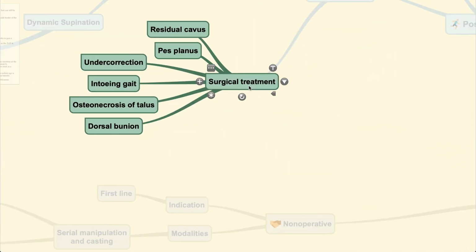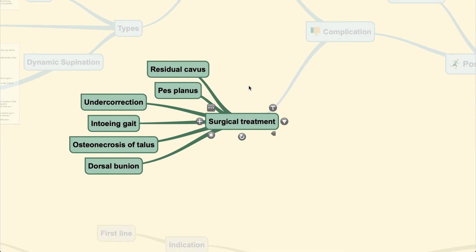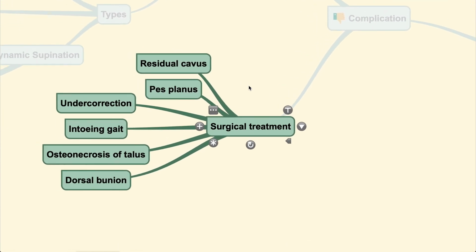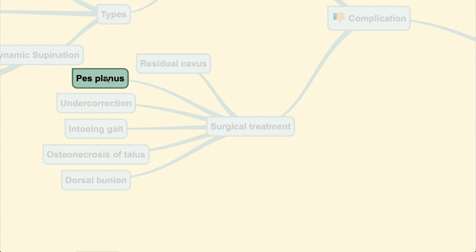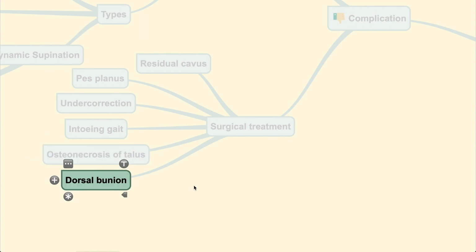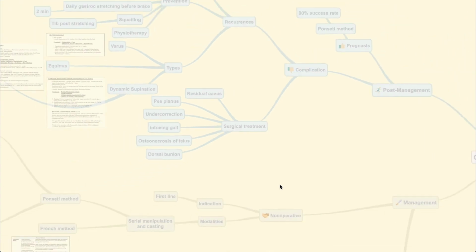Now, last but not least, the surgical treatment for CTEV does bring several complications such as residual cavus, pes planus, even undercorrection, in-toeing gait, osteonecrosis of the talus, and also dorsal bunion. That would be all for today's video regarding CTEV's complications and management plan.